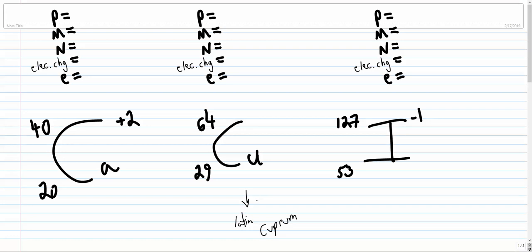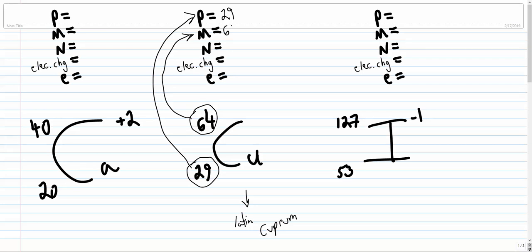So, some of these elements are kind of stuck with these old symbols. So let's look at copper. We know that the atomic number is right here, and that's the number of protons. So that's 29. That's easy. The mass is the top left number right here.